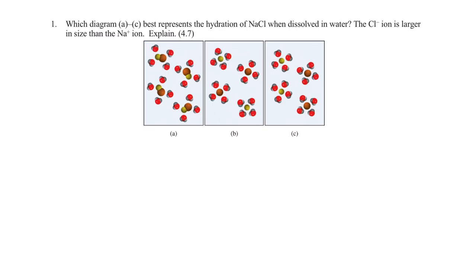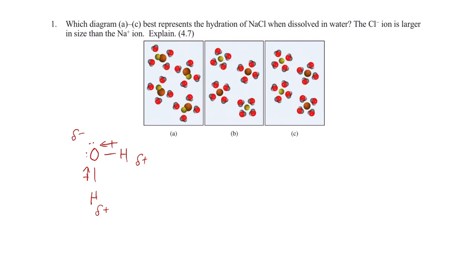They give us a helpful hint here that the chloride ion is larger in size than the sodium ion, and they ask us to explain our rationale. So we'll start with the structure of each substance. The structure of water includes oxygen and hydrogen, and because oxygen is significantly more electronegative, it also means that the oxygen is partially negative in charge and the hydrogens are partially positive.